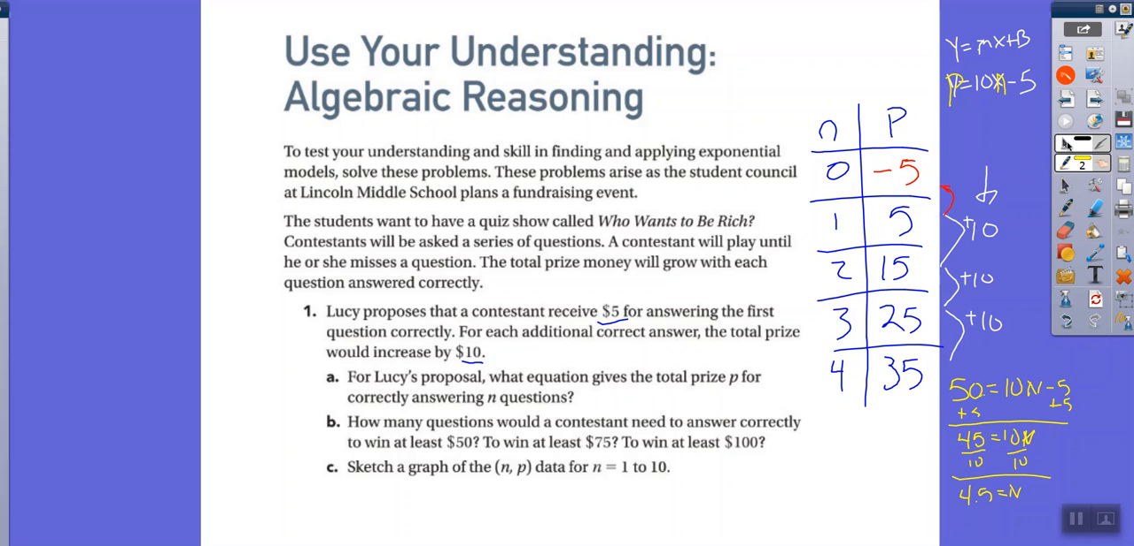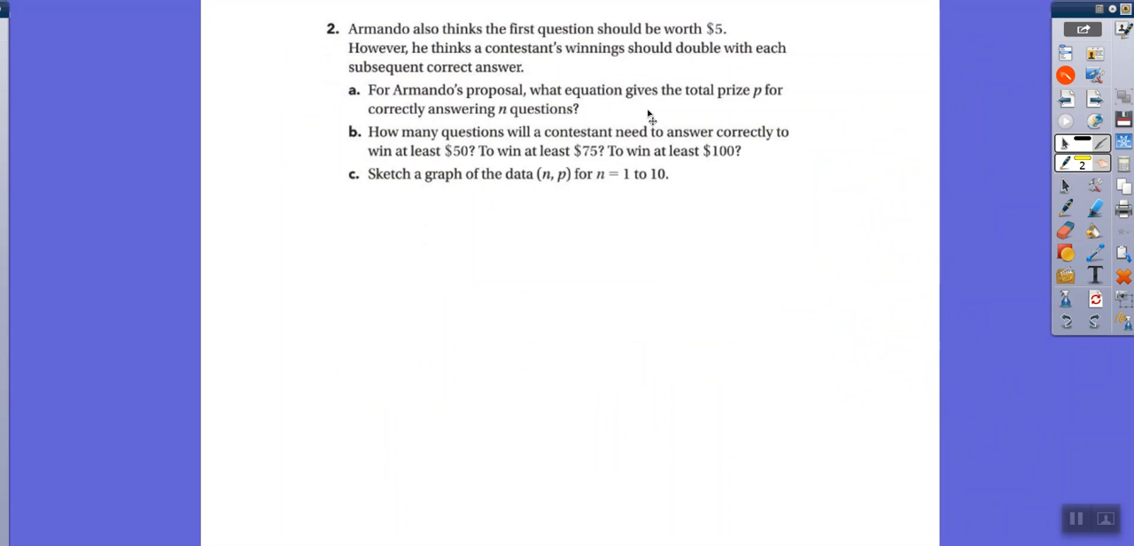For question number 2, Armando thinks, hey, this is a great idea, but you know what? We should probably give people more money. He's a very generous soul. And so he says, you know, instead of adding $10 every time, let's double it. So for n questions, and we have our p, let's figure this out.